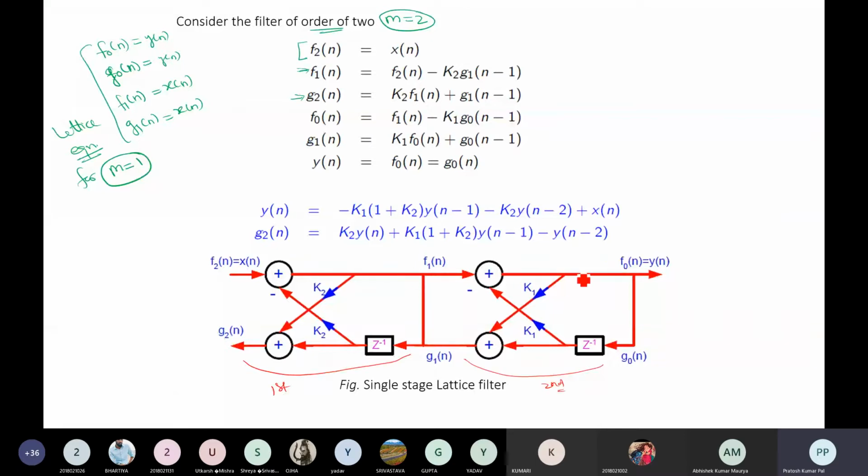From there we can find that f0 of n will be equal to g0 of n, which will be equal to y of n. Similarly, if we want to find f1 of n, it will be given this way. This term will be given by g1 of n with a negative sign, with f2 of n. From there we can get this one. So the f1 of n value will be given by f2 of n.